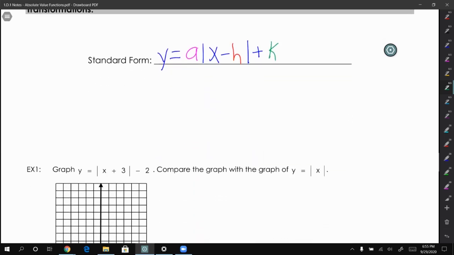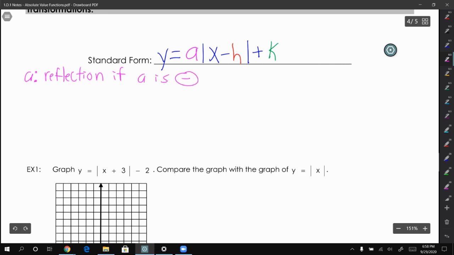So that's what this is, the standard form. It just combines all three of those. So let's use this page to summarize what all this means. So our A value tells us a couple of things. That number in front told us if the graph opens up or opens down. We call that a reflection. So reflection if A is negative. So if our A value is negative, we say that there is a reflection.